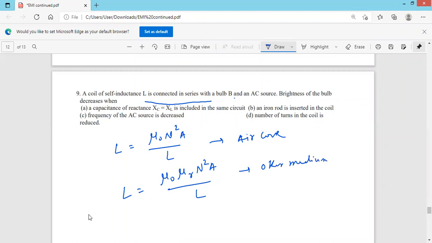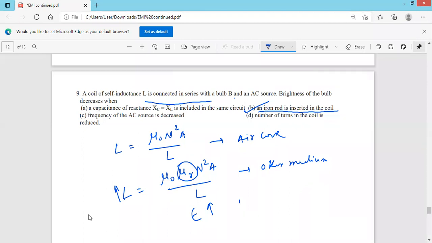So here, look at here. The coil of self-inductance L is connected in series with the bulb B and AC source. The brightness of the bulb decreases. Why does the brightness of the bulb decrease? When an iron rod is inserted into the coil, the number of mu R will increase. As a result, L increases. As L increases, induced EMF increases. Induced EMF increases, then the induced current also increases. As a result, net current decreases and the brightness of the bulb decreases. Option B is the correct answer.